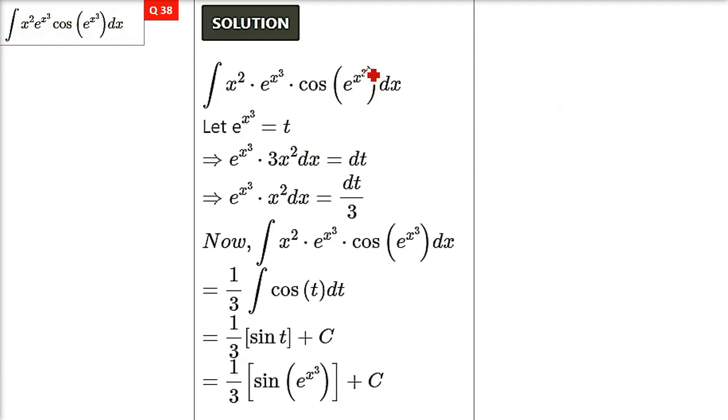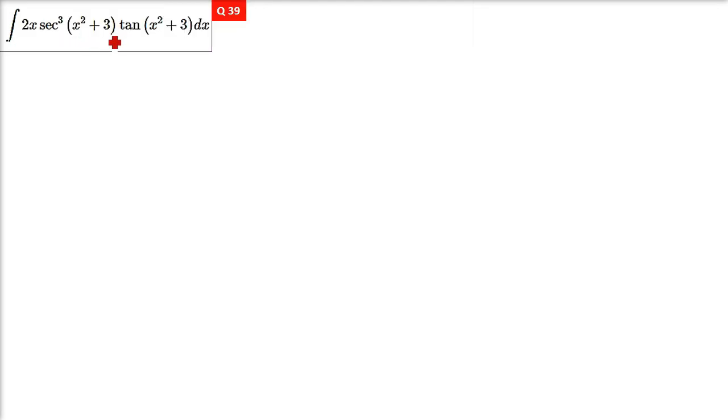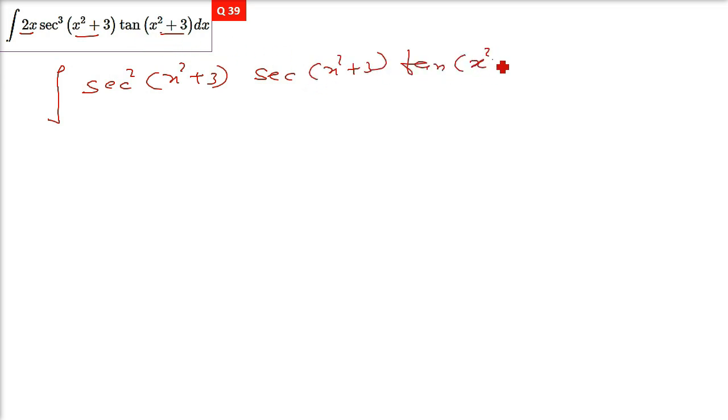Now this is the way you have to do it. Please remember, e raised x cube will give you directly the other results. Here we have x square plus 3 and sec cube. So this x square plus 3 will definitely give you 2x. So we have it. But what to put, tan as t or sec as t? Because tan will give you sec square. So one sec has to be separated out. So what we'll do here is sec cube can be written as sec square of (x square plus 3) and then sec of (x square plus 3). That is how we have written sec cube. And what about this tan of (x square plus 3)? And all other things you can write it here, 2x dx.